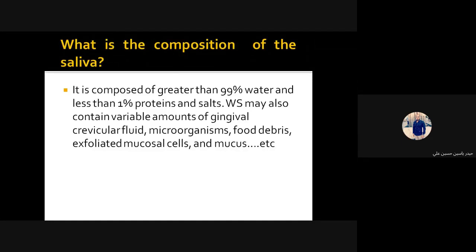Now we know the type of saliva as well: the saliva consists of water, more than 99% is water, and sometimes it also contains protein, and always present are protein and salts, the gingival crevicular fluid, the microorganisms, the food debris, the exfoliated epithelial cells from the mucosa, the mucus, and so on. In addition, it consists of many trace elements and many immunoglobulins, and even enzymes could be demonstrated inside the saliva.